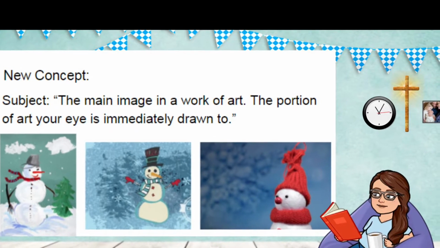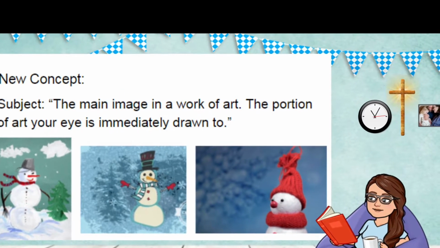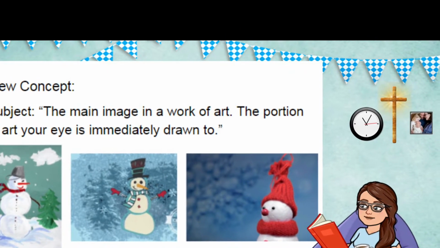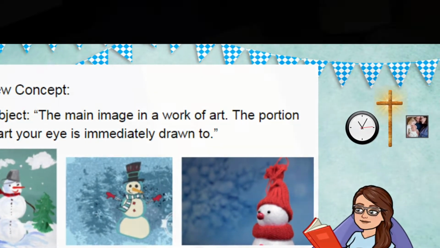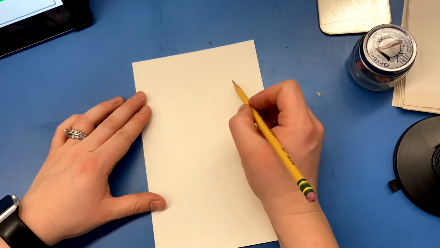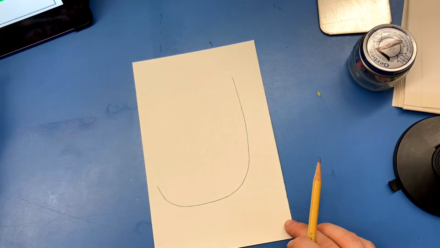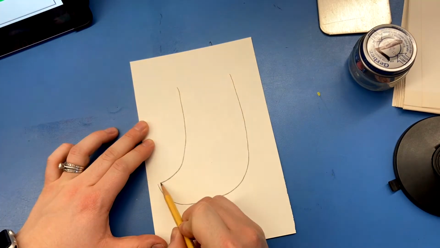The art concept subject is defined as the main image in a work of art, the portion of art your eye is immediately drawn to. In these three examples, you'll see that every subject of the image is a snowman. There are three different versions, but they all have the same subject. Today we're going to go through a step-by-step drawing, starting out with a big J. I want you to notice that it doesn't touch either side of the image.